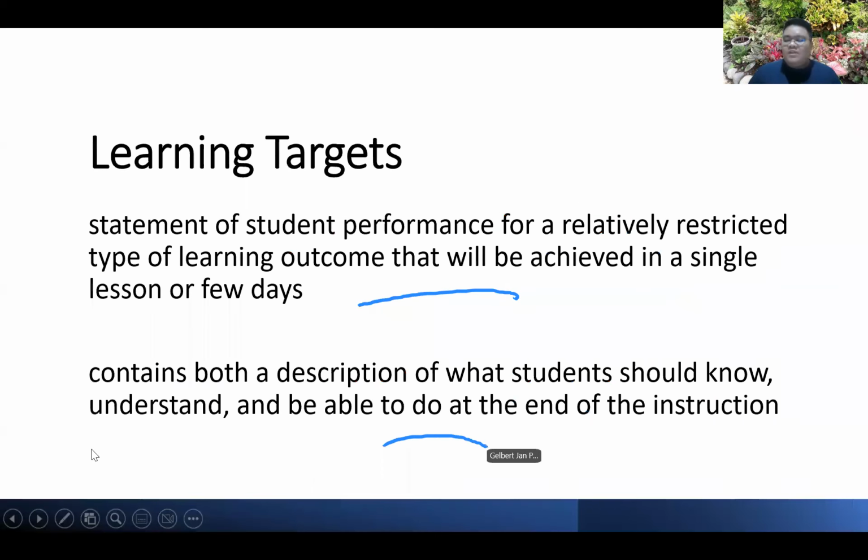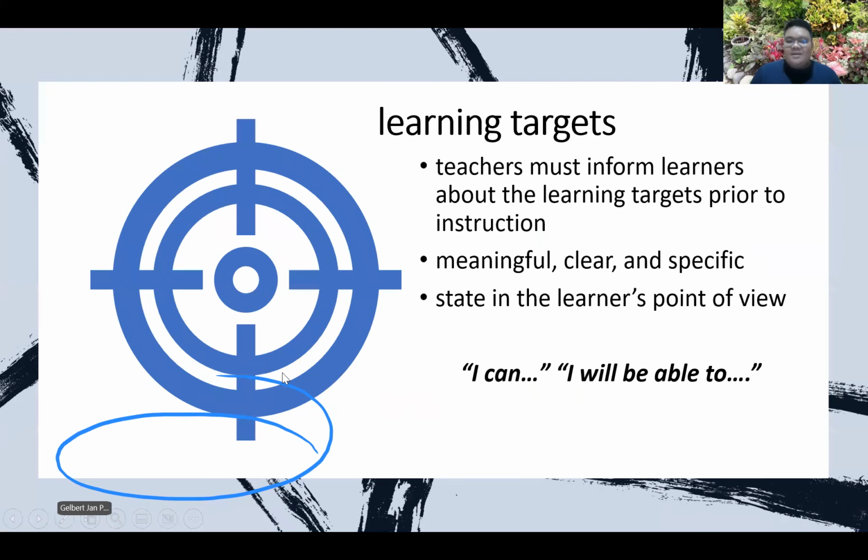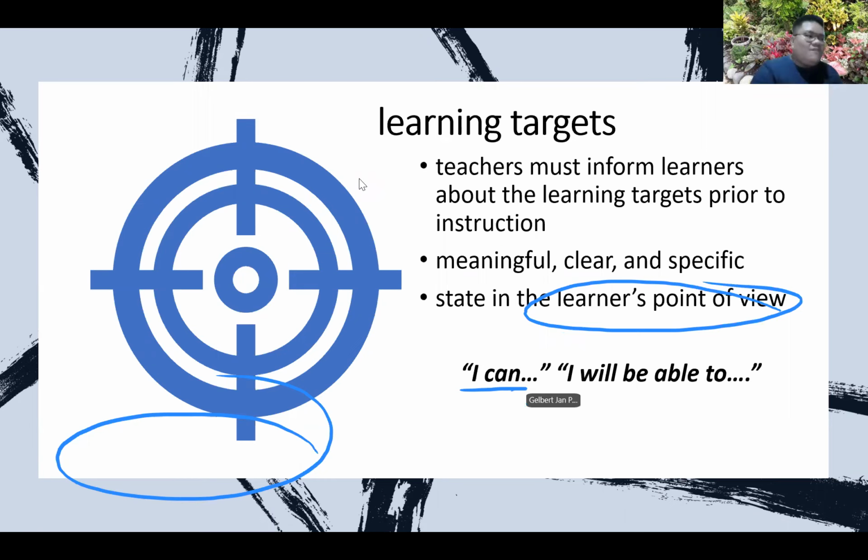Pagkatapos, dear students, you have the term learning targets. For your learning targets naman, sabi ko kanina, it is the most specific. Yan po yung pinaka-specific sa lahat. Bakit po siya naging specific? As you can see, look at the example statement. The example statement class is stated on the learner's point of view. Kaya nga class sinasabi, I can. Kanina sa objectives, sinasabi ng teacher, the learner will be able to. Pero class, when we talk about learning targets, we write it in such a way that you will say, I can.